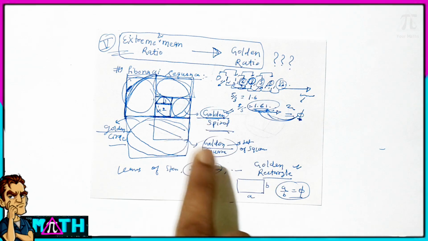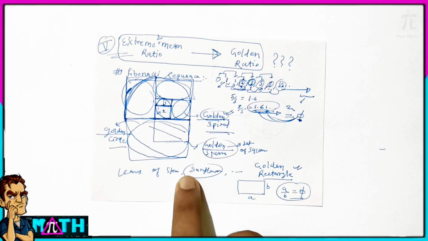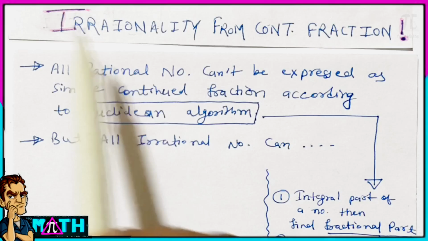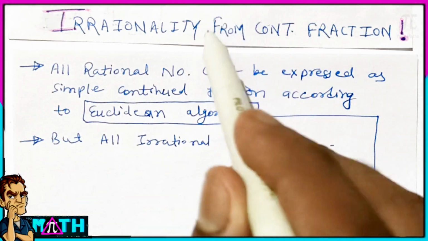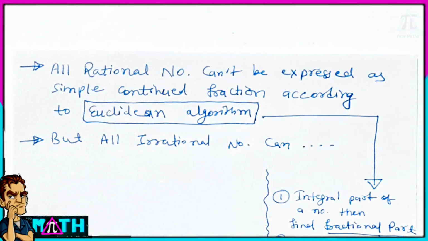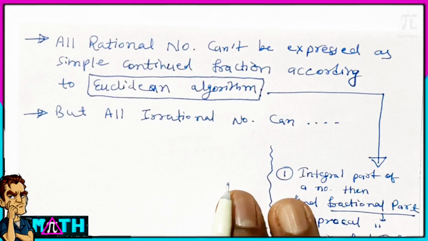In the previous video we discussed more about the history and transformation of this name. So now let's move to part 7. In this video we will discuss irrationality from continued fractions, that is, we are going to measure the degree of irrationality.